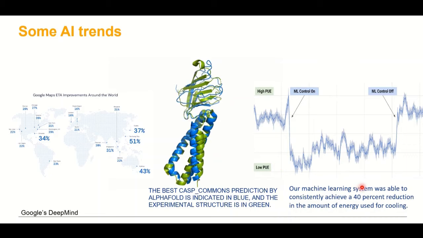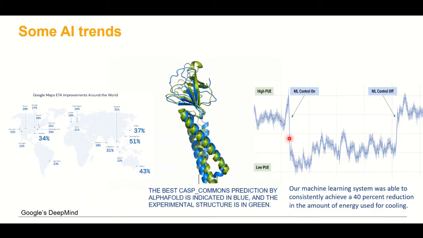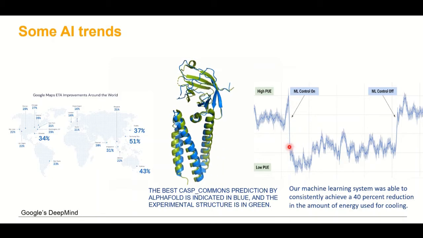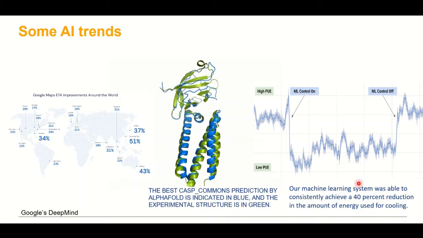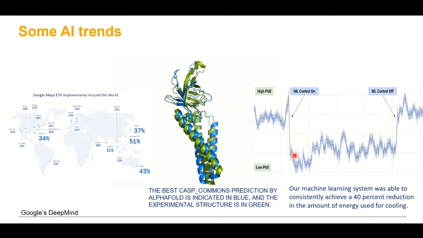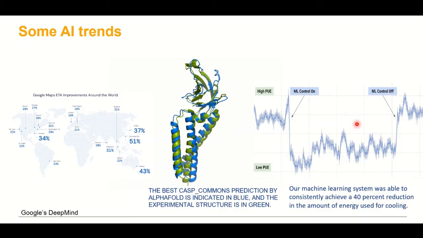And this is another good example where engineers use ML algorithms to control the different parameters of the data center, and they're able to reduce the amount of energy required to cool the data center by 40%. So that's a good amount of reduction.